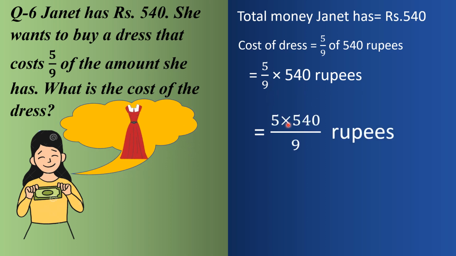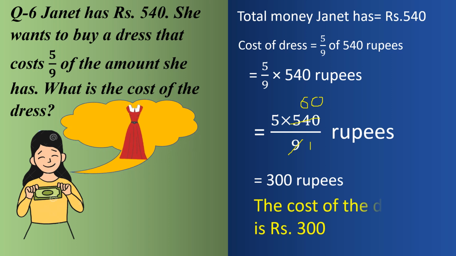Now it is very easy to solve. We will just simplify here because we know that 540 is also divisible by 9. 9 ones are 9 and it is 9 6 are 54 and 0. So your final answer 300 rupees. It means the cost of the dress is rupees 300.